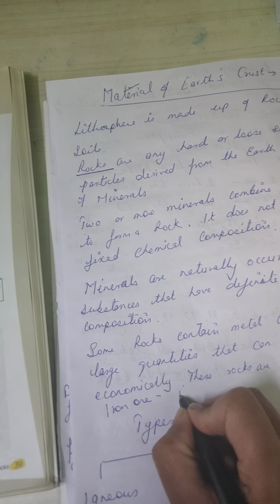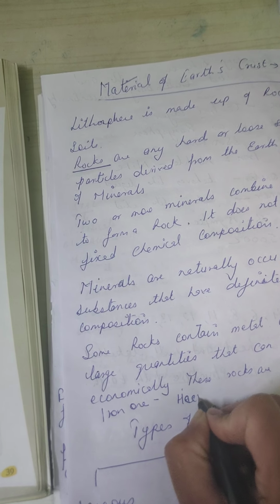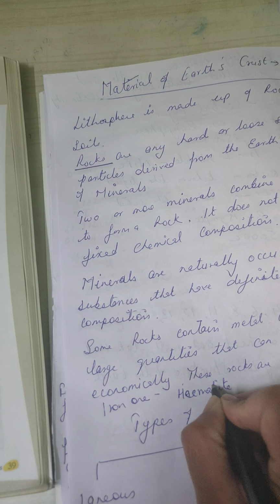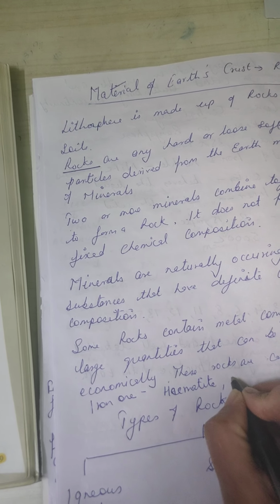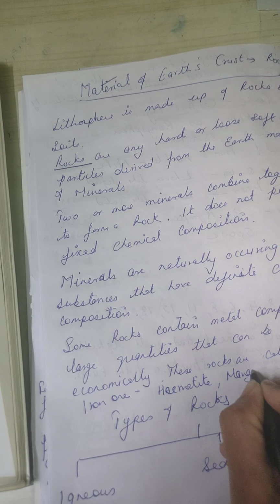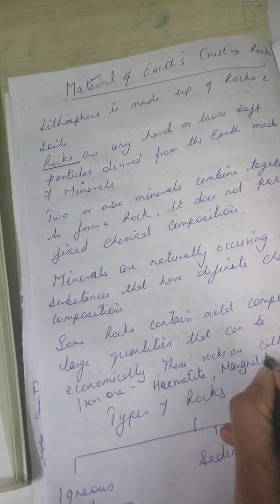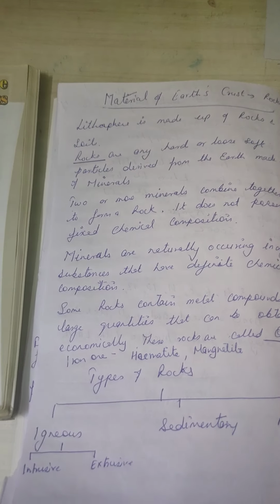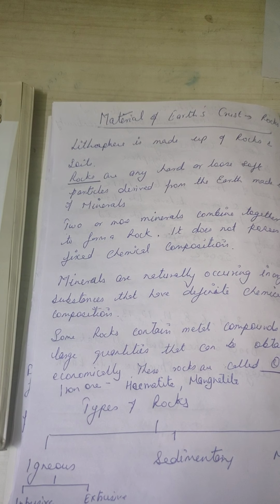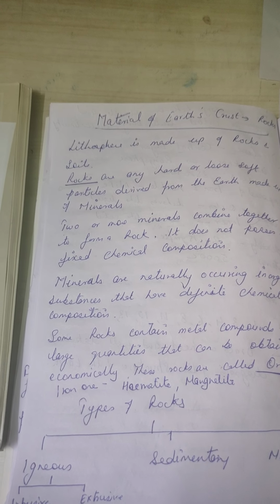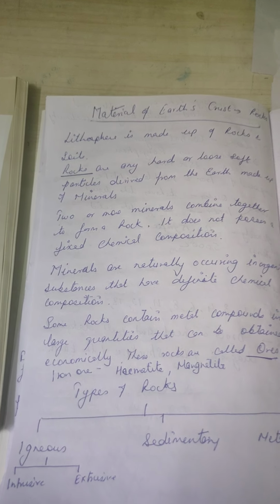There are two rocks. One is hematite and the next one is magnetite. You must have also heard about aluminium. So aluminium is taken out from a rock called bauxite. So bauxite contains a lot of aluminium, and therefore we take aluminium out of bauxite.